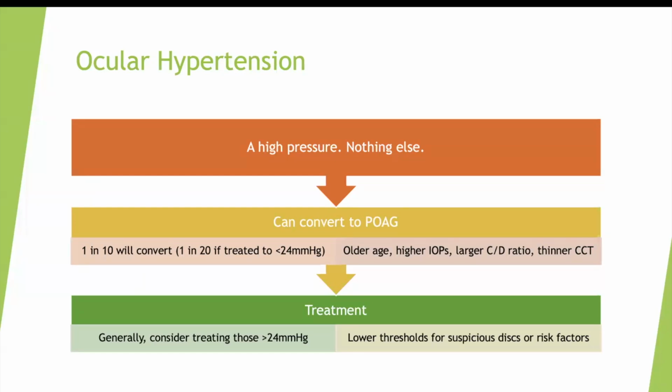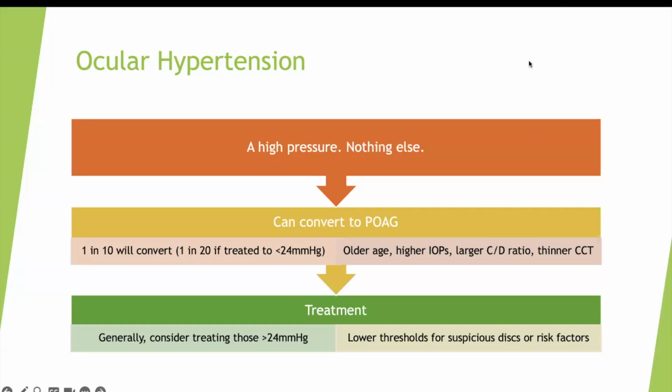Now, the reason it's important to consider how to treat patients with ocular hypertension is a couple of things. Firstly, it can convert to primary open angle glaucoma. What the studies suggest is that in untreated populations, 1 in 10 will convert. And if you treat the patients to a pressure less than 24, you essentially halve the conversion risk. Now, even though that's nice to hear, you're halving a 10% to a 5%. So it's already a low risk of conversion.